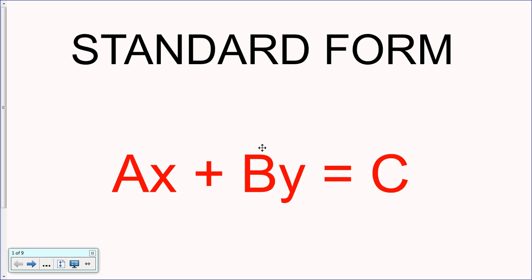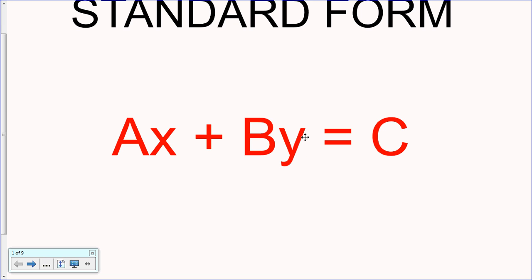So standard form is just ax plus by equals c. But here's the thing about standard form: a, b, and c have to be integers, okay? And a, b, and c actually don't represent anything like the other forms. A, B, or C is not slope, it's not a point, it's not a y-intercept at all, so they're just numbers.